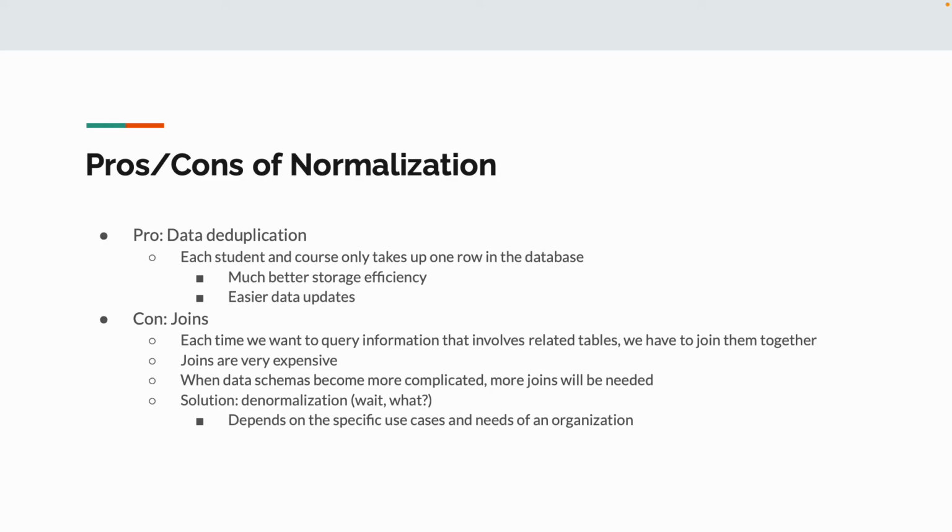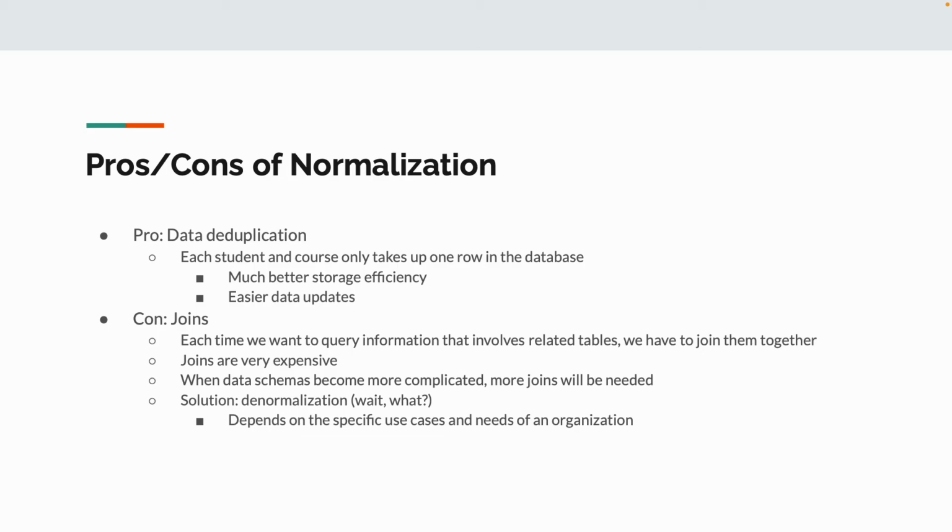So again, I touched on this a little bit. The pro of this approach is deduplication, which makes storage more efficient and also makes data updates easier to perform because we only have to go to one row. If we want to change John Smith's major to electrical engineering, we just have to go to John Smith's record in the student table and update that instead of having to search through every single row of that one big table at the beginning. The major drawback of this approach is joins.